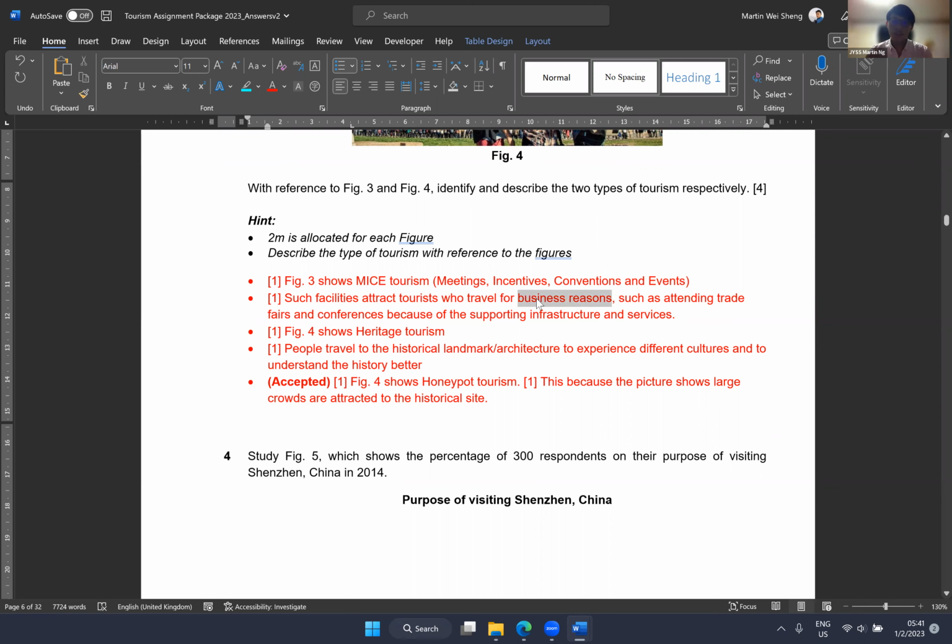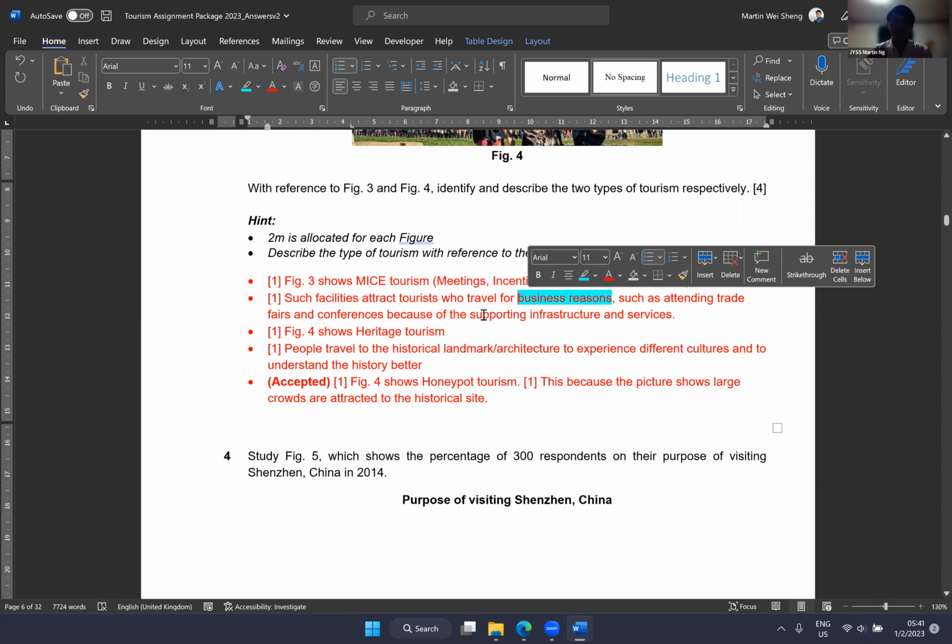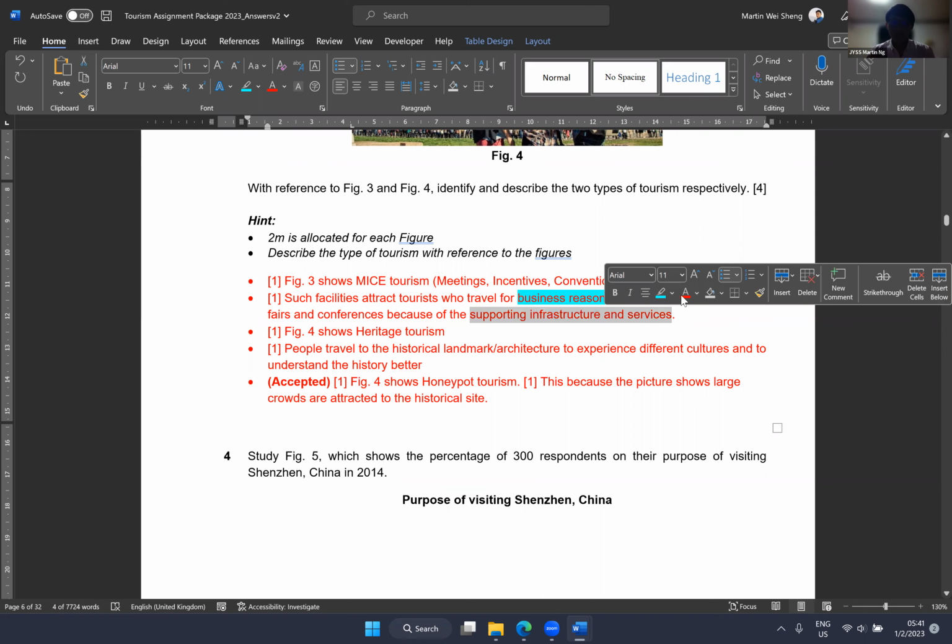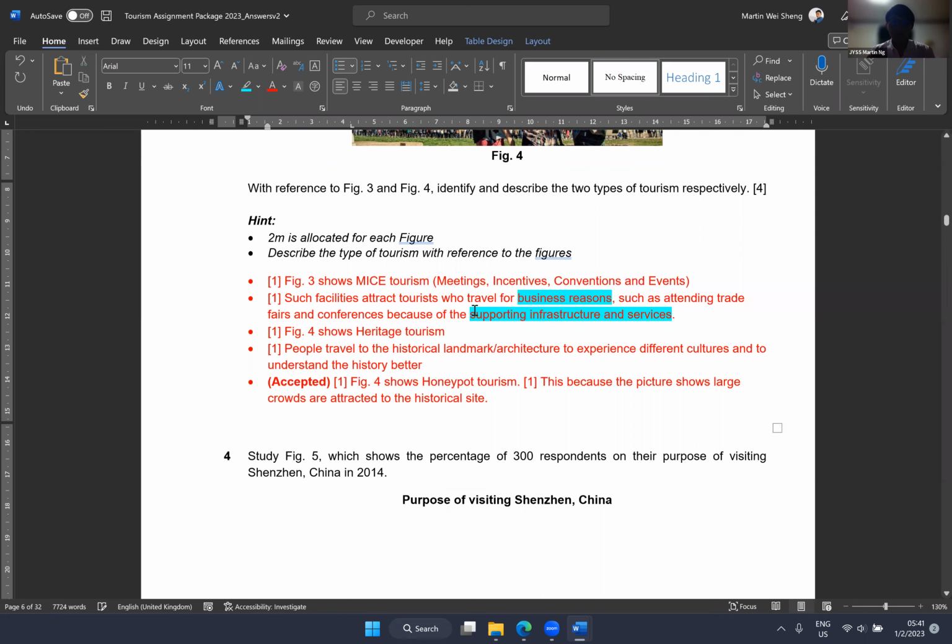Okay, so key point, they travel for business reason. Attending the trade fairs, conferences. Then you have to mention the supporting infrastructure because of the good supporting infrastructure and services. All right.